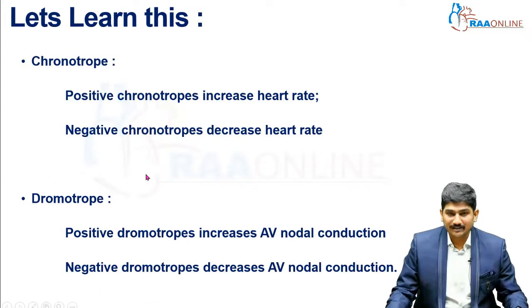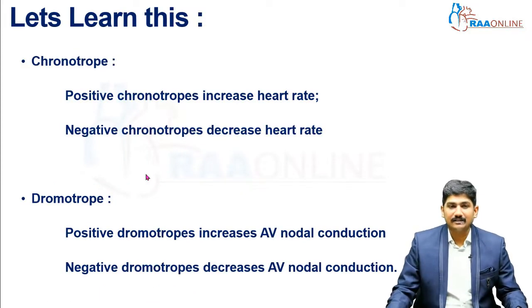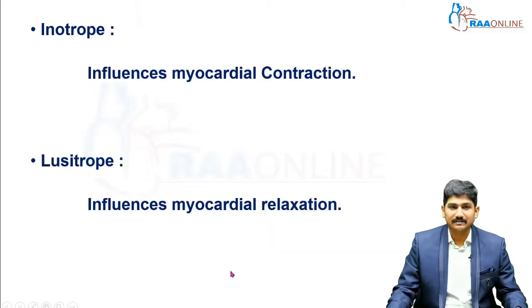Before going to CCB toxicity, let us learn this. What is the definition of chronotrope? Chronotrope means affecting the heart rate. A positive chronotrope increases the heart rate; a negative chronotrope decreases the heart rate. A positive dromotrope increases AV node conduction and a negative dromotrope decreases AV node conduction.